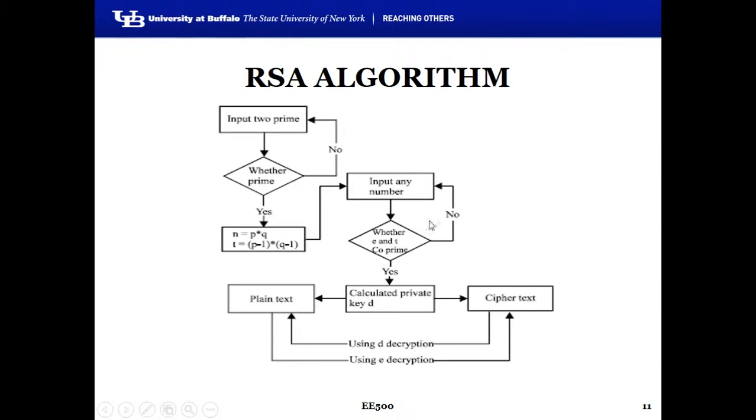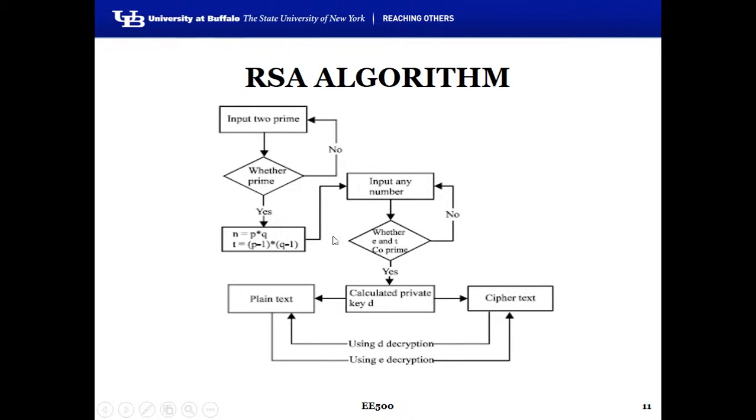So you have to keep continuing this step until you find a number which is a coprime, and the number is e. So that is nothing but the encryption key. Now, that is acting as your public key, which is going to be used for encryption. Now calculating the private key D.